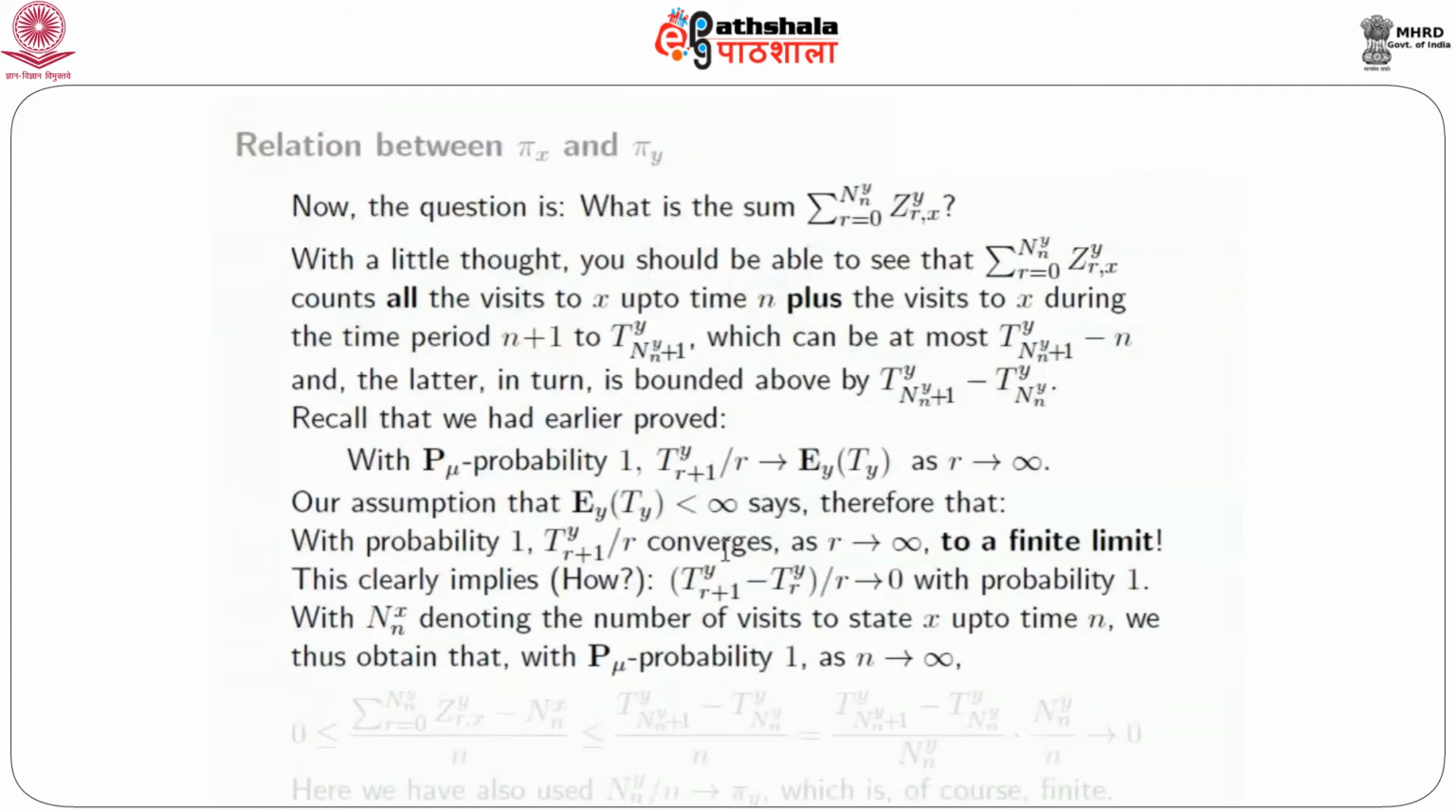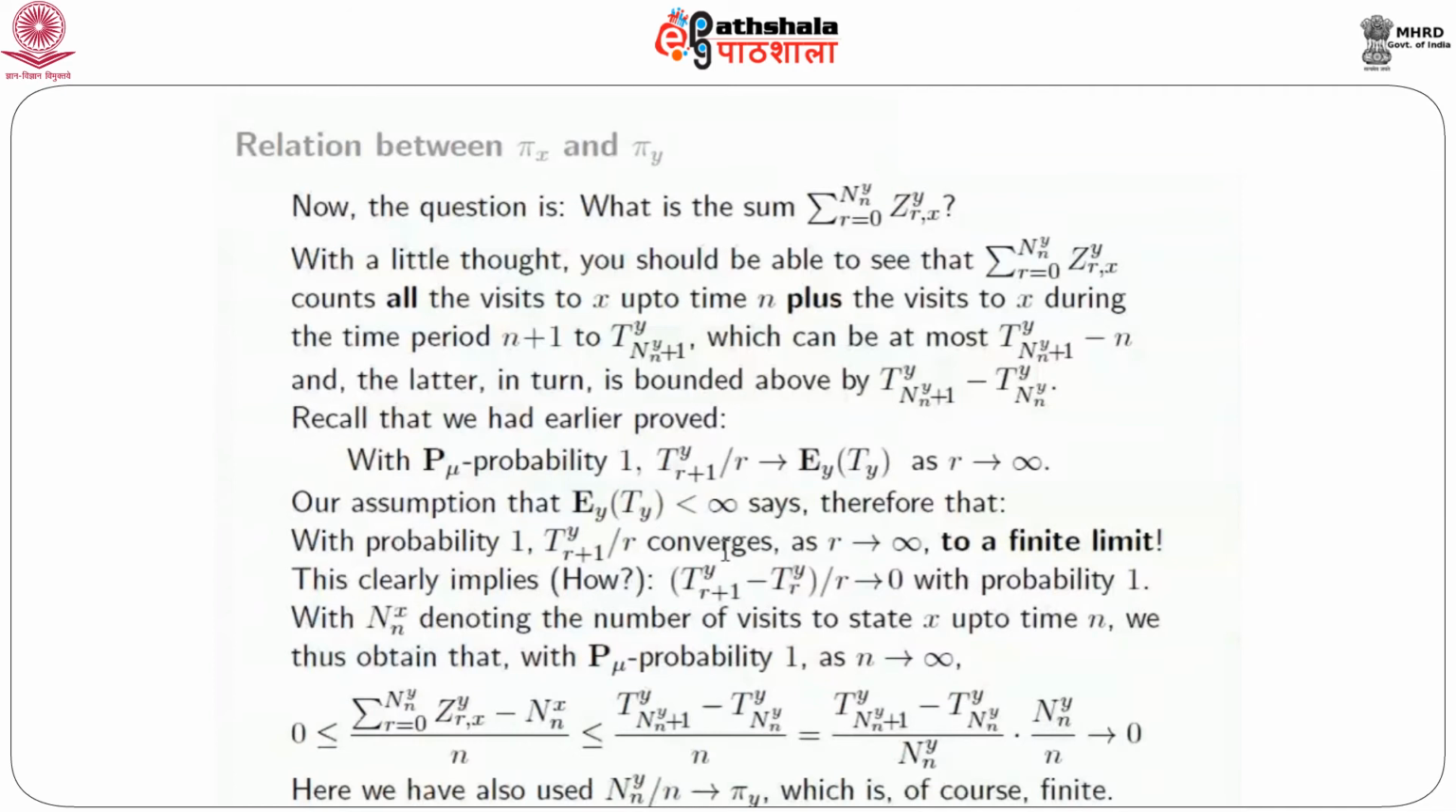So, now with N_n(x) denoting the number of visits to x up to time n, we therefore obtain that with P_mu probability 1 as n goes to infinity, you look at this object: our earlier sum of Z_r(x) for r equal to 0 to N_n(y), subtract from that N_n(x), which is exactly the number of visits to x up to time n, that divided by n, of course, that's greater than or equal to 0. But the top we have seen is bounded above by T_{N_n(y)+1} minus T_{N_n(y)}. So, therefore, the ratio is less than or equal to this second ratio, and that second ratio can be written, by again multiplying and dividing by N_n(y), like this. And why does this last thing go to 0? That is because the first factor goes to 0 from what you've just now seen, and N_n(y) over n goes to pi y, which is of course a quantity less than or equal to 1. So, therefore, we have that this goes to 0.